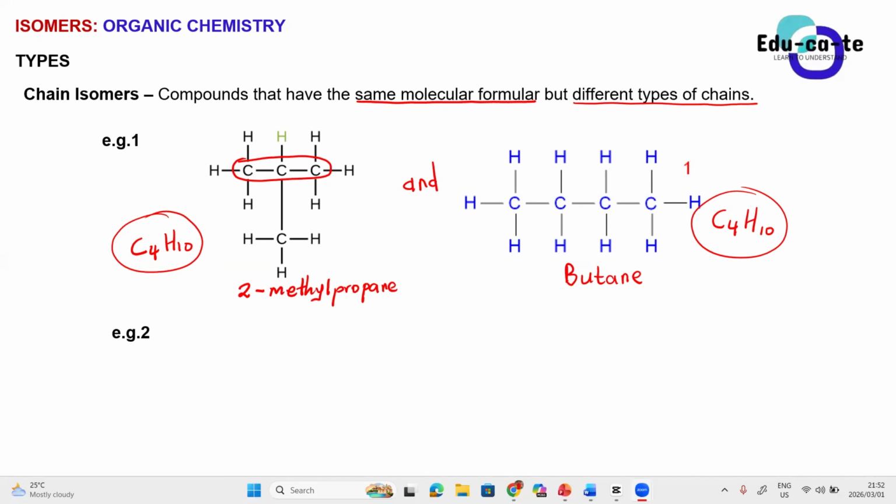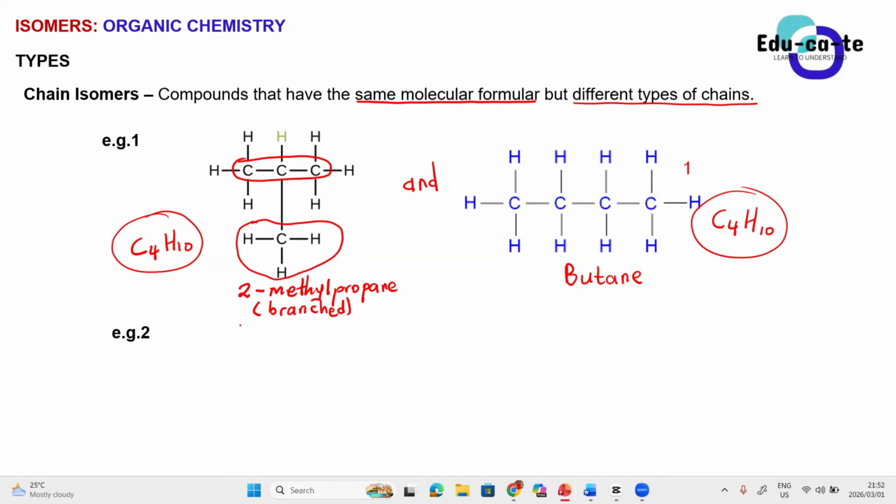Methyl, sir. Yes, it's a methyl group that is found on carbon 2. So this methyl is a side chain. So we can say that the first compound here, the 2-methylpropane, is a branched compound. Its chain is not just a parent chain. There's a parent chain and there's also a side chain. So we say that it is a branched molecule.